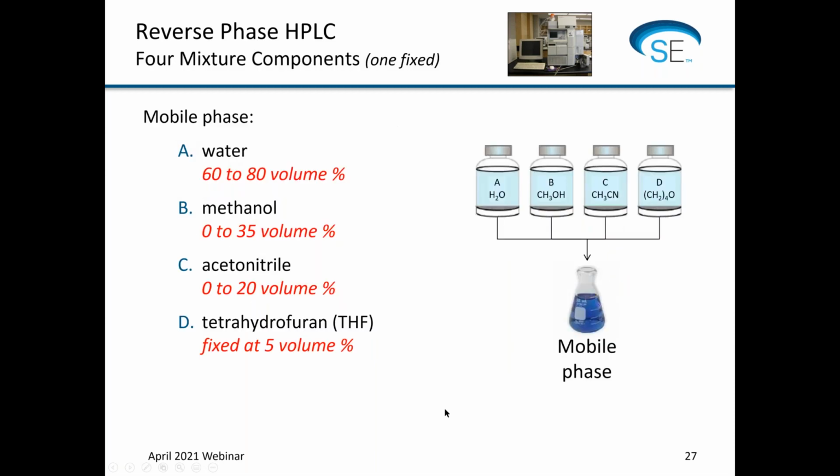Okay, so our mobile phase is going to be the easy to change factors in this case. It's easy to mix up these things. So we're going to vary water, methanol, and acetonitrile. Okay, and the tetrahydrofuran is in there, but that's going to be fixed. So we're going to have 3 factors we're going to vary and put in a fixed amount of this, always 5%.